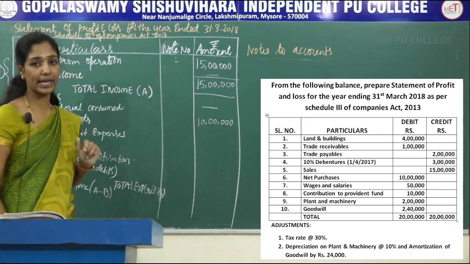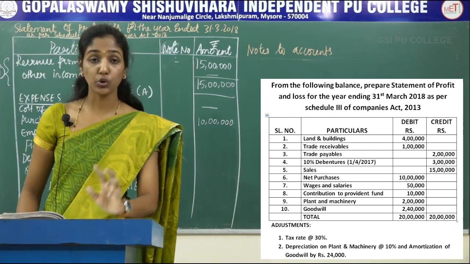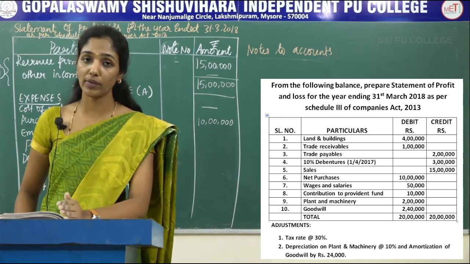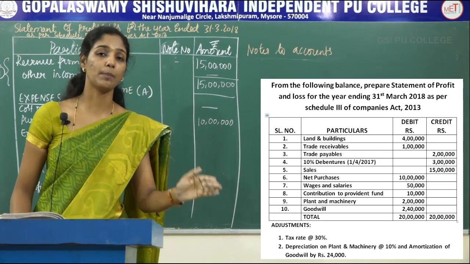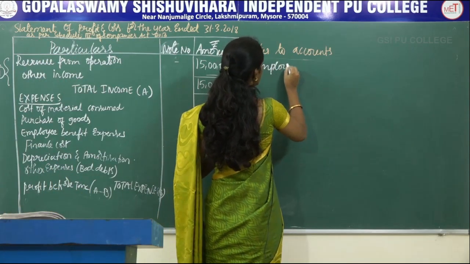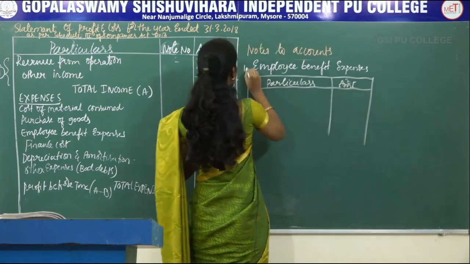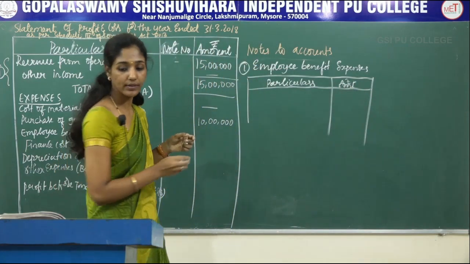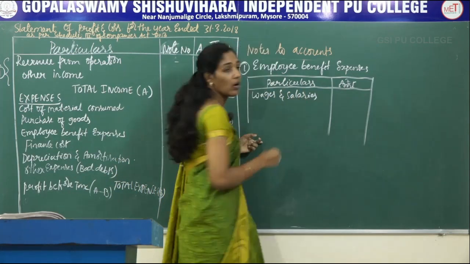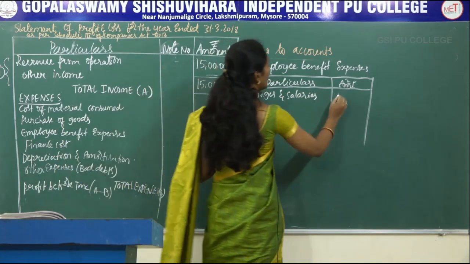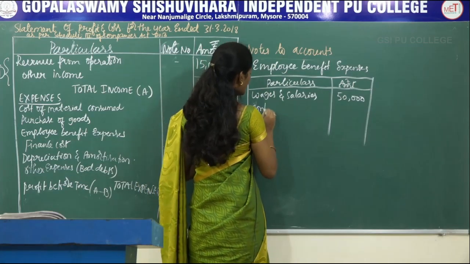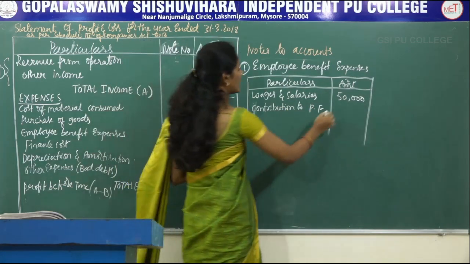Next, employee benefit expenses. Here they have given two items relating to the employees, that is wages and salaries and contribution to provident fund. So for this you have to prepare a separate working note. Working note number 1, employee benefit expenses, particulars, amount. So what is the first item relating to the employees? That is wages and salaries. What is the amount of wages and salaries? That is rupees 50,000. Next, contribution to provident fund, PF, was rupees 10,000.